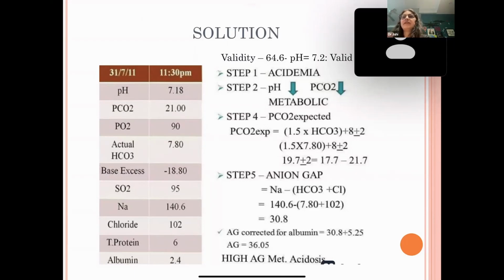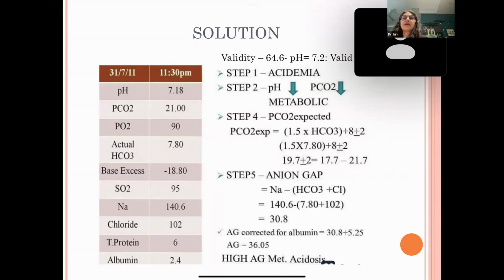Step 2, now we'll look for the pH and PCO2. See in which direction? pH is decreasing, CO2 also decreasing. Same direction means metabolic, right? Now we look for the compensation, right? Now who will compensate for metabolic acidosis? Winter's formula, right? 1.5 into bicarb plus 8 plus minus 2 is the correction factor, range factor. So 17.7 to 21.7 is our value. Where our CO2 level is 21, so it is a compensated one, right?